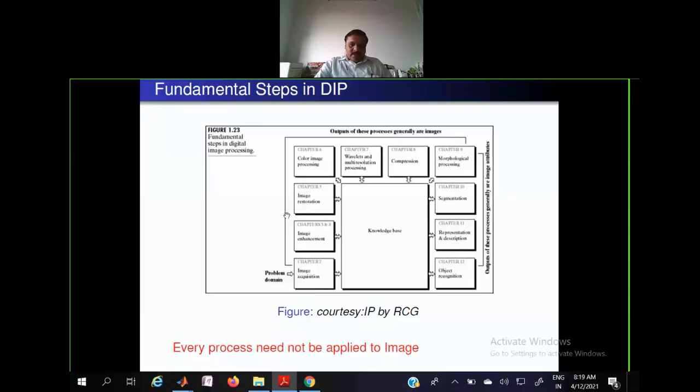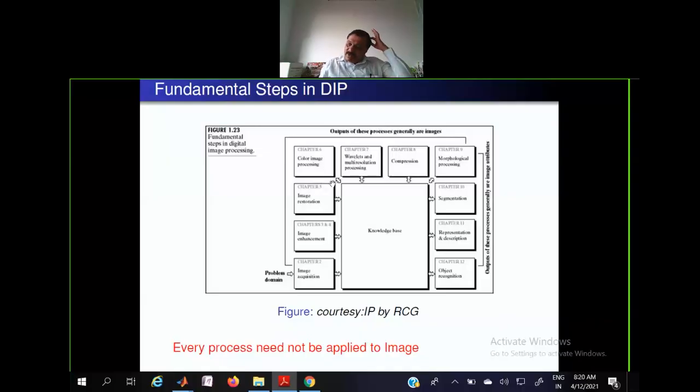In fact, in your syllabus, we don't discuss much about image acquisition. We'll assume that the image is already acquired. We will discuss, in fact, the second unit is about image enhancement, and the third unit is image restoration. So that is how the syllabus is covered. And some of these blocks are not there in your syllabus for this semester.